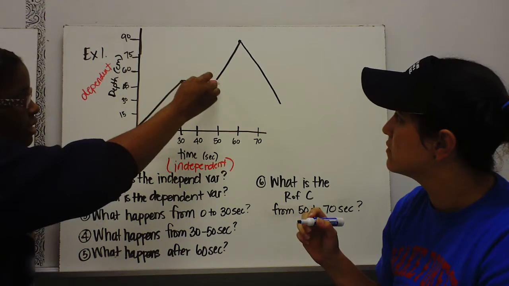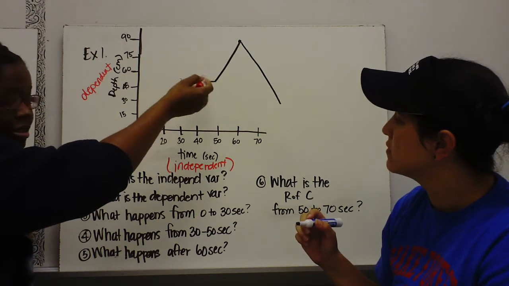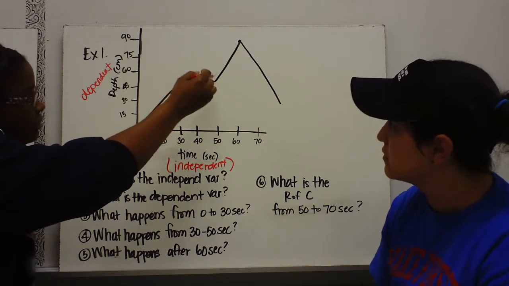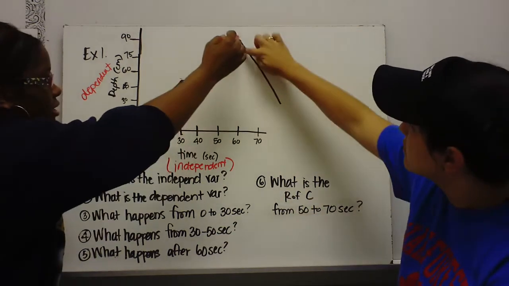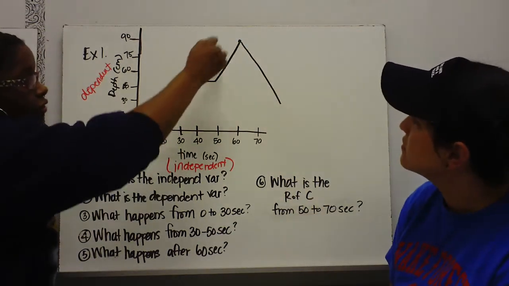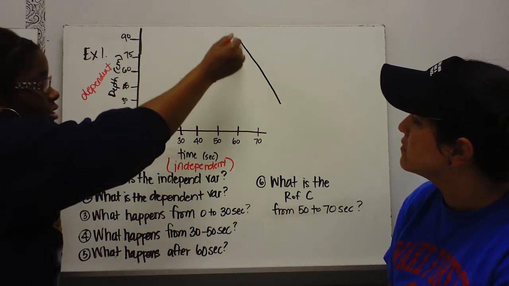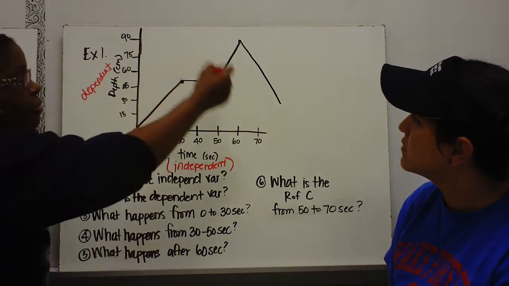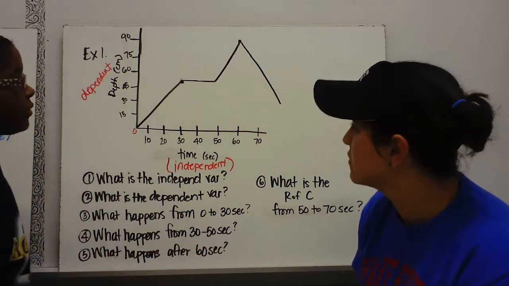Then from 30 seconds to 50 seconds, I have a straight line, which means that we're not adding any more water at this time. And then from 50 seconds to 60 seconds, we start filling the tub up again. And then from 60 to 70, for some reason, we let the water out. Now we can assume that maybe the tub got too full, so we had to let the water down.